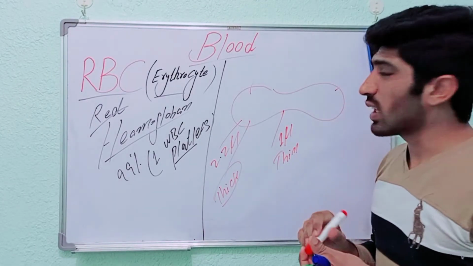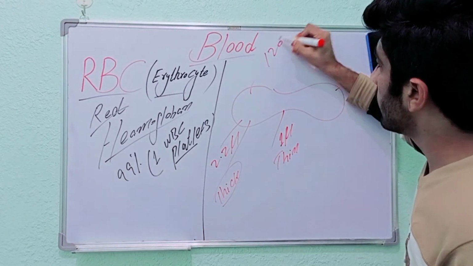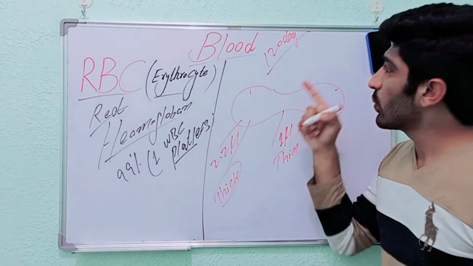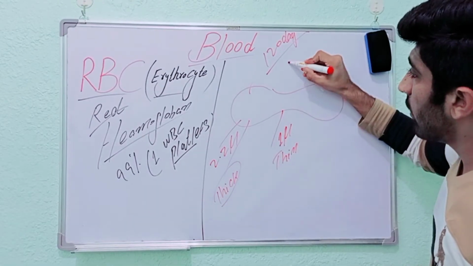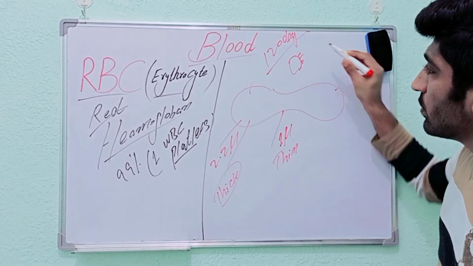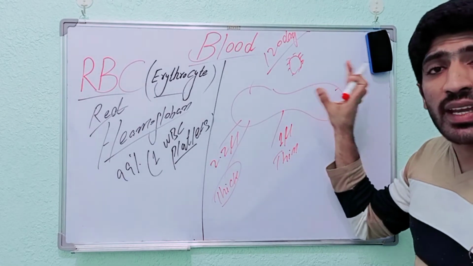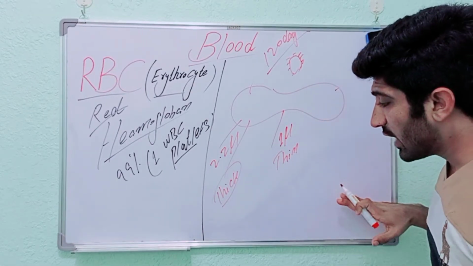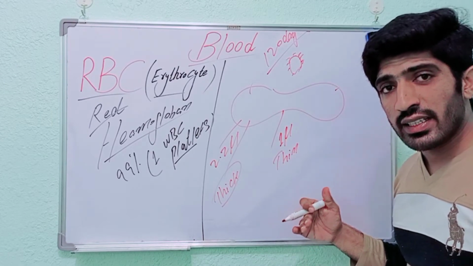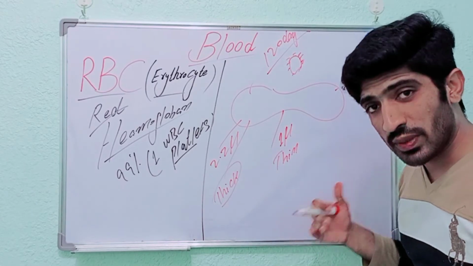Students, if we talk about the lifespan of RBCs, the lifespan of RBC is 120 days. So after 120 days, the cell membrane of RBCs becomes fragile. Due to the fragile cell membrane of RBCs, when they try to squeeze down through capillaries, they are destroyed. They do not survive in the capillaries when they try to squeeze down.